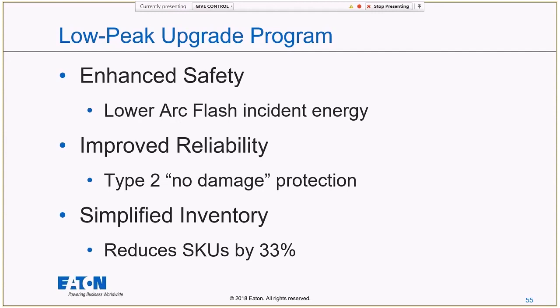And a much more simplified inventory, so you can reduce your SKUs by 33%, sometimes even more, depending on what the state of an inventory room currently looks like. So you can reduce literally just the number of SKUs you have in your inventory by a significant amount by upgrading them all to this RK1 fuse.